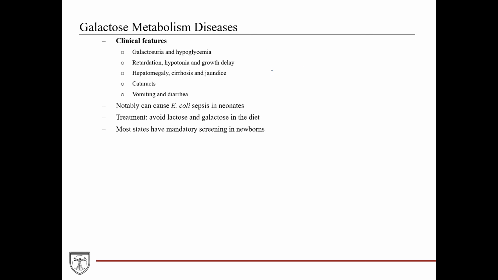So the clinical features of classic galactosemia are galactosuria and then hypoglycemia. And then since that galactitol causes such damage to the neural tissue, you're going to have retardation, hypotonia, and growth delay. And then since you have buildup of galactose 1-phosphate, galactose, and then galactitol in the liver, you're going to have hepatomegaly, with cirrhosis, and jaundice. You'll also have cataracts. We've already explained how that happens. And then these patients also exhibit vomiting and diarrhea. A unique thing for classic galactosemia is that it can cause E. coli sepsis in neonates. So you definitely want to be paying attention to that if you see that in a stem.